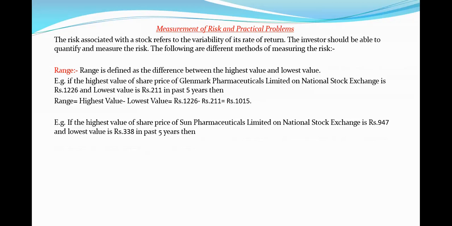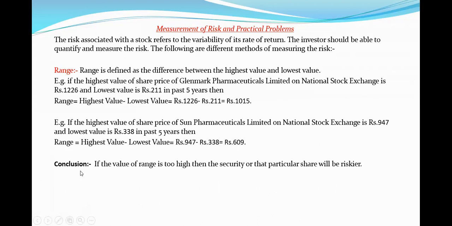Similarly, the second example is of Sun Pharma. Share price highest value was 947 5 years back. Now the value is 338. Highest value minus lowest value, 947 minus 338. The difference in the price is 609. In 5 years, you can see the difference is 609.